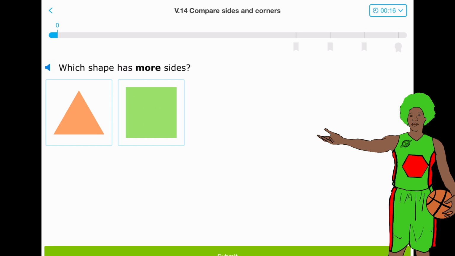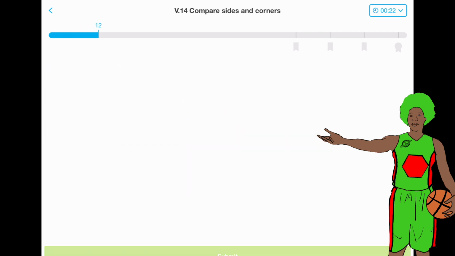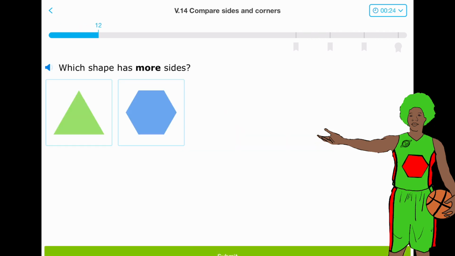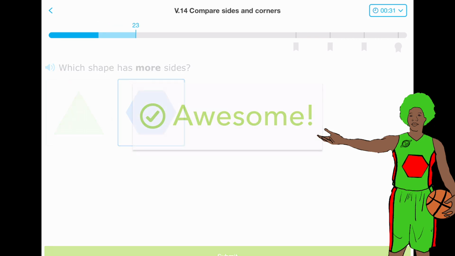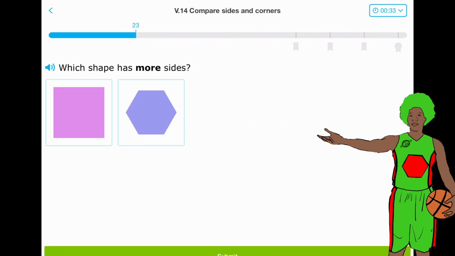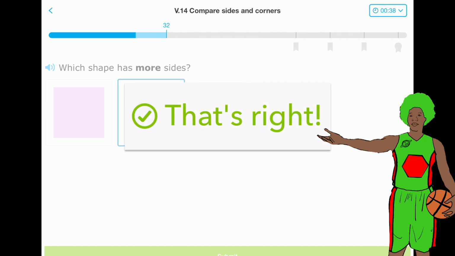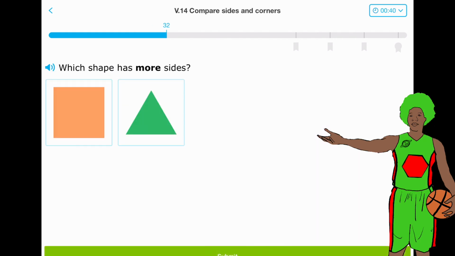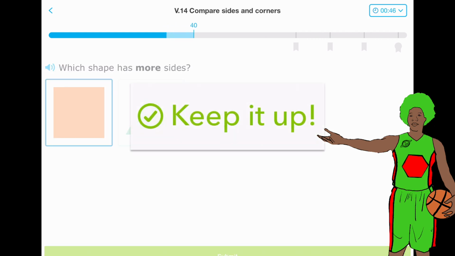Which shape has more sides? Okay, this is easy. The square has more sides than the triangle. Yay! Woohoo! Which shape has more sides? Okay. The hexagon has more. Which shape has more sides? Easy. It's the hexagon again. Okay, this time the square has more sides than the triangle.